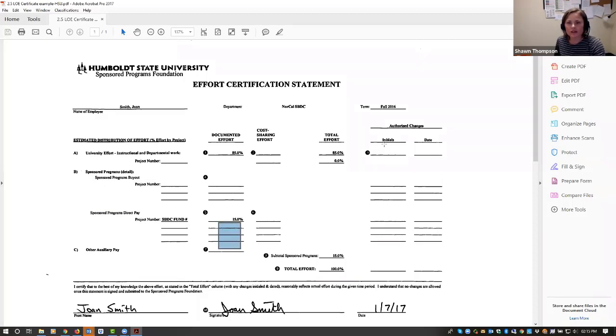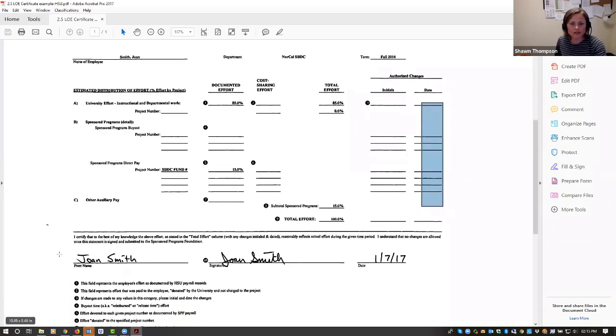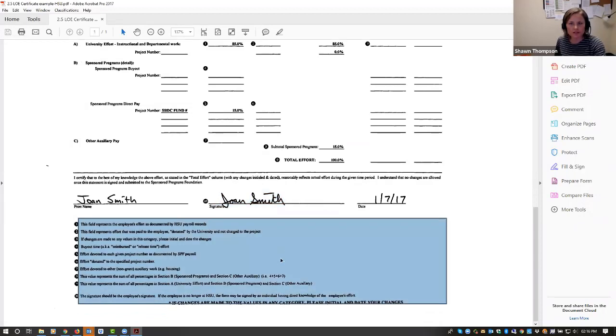And then these are initials, so authorizing changes. This is where you would put who is the person that would be the supervisor authorizing, and the date. The person who did this work is listed here. The supervisor is listed here. And then there's a routing, kind of how it gets routed. So that's one example.